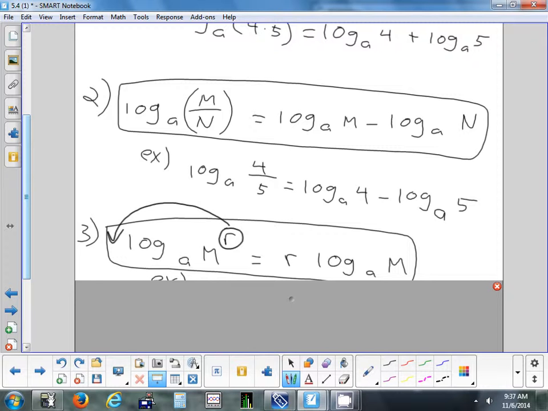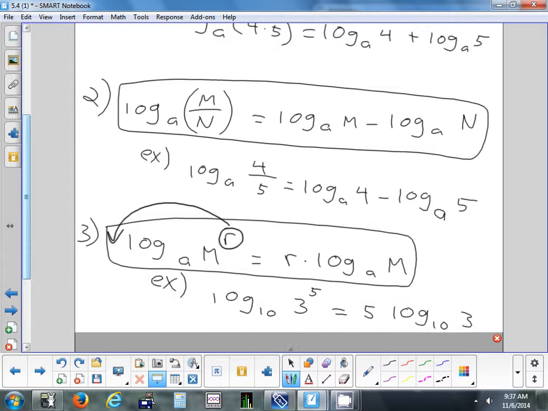So there's an invisible multiplication. Yep, there is multiplication here now. So you can take exponents on arguments and put them in front. Okay? Like that. Okay, let's look at why that works.